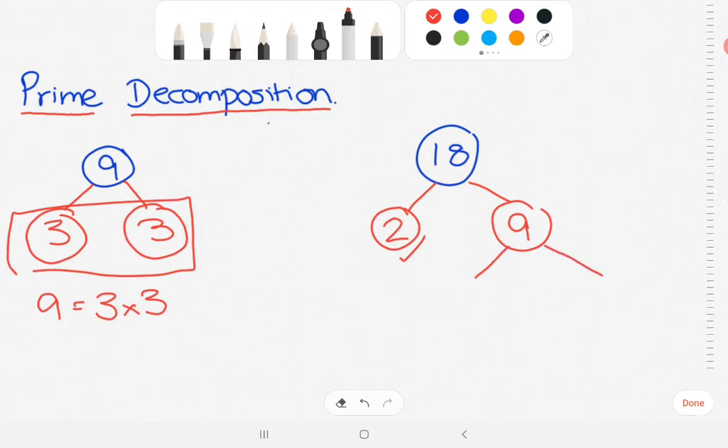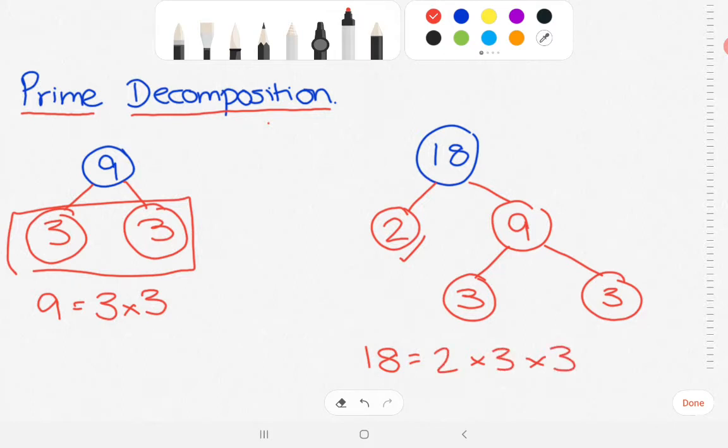Remember, we want to decompose this, split it up into prime numbers. So, what is 9? Well, we've already seen from the first example that 9 is 3 times 3. So the way of writing 18 as a product, as a times sum of only prime numbers, is to write it as 2 times 3 times 3. So all the numbers on this right hand side should be prime numbers. So we're looking for 2, 3, 5, 7, etc.